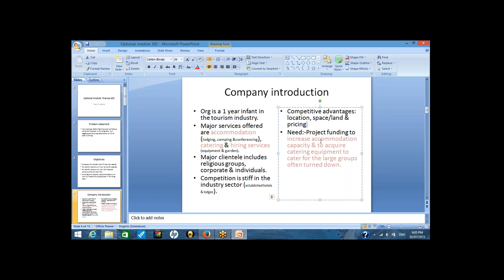Our need is to raise capital in order to increase the accommodation capacity, especially for the camping and conferencing type, for the big groups, because that's where a lot of inquiries are. That's where we are getting a lot of inquiries from a number of groups who aspire to come and be accommodated at our place, but we don't have the capacity to do so. As they come, we see that there is a great need to cater for those people, to cook food for them, but we do not have enough catering equipment to cater for those great numbers. But we feel that's where our market is.